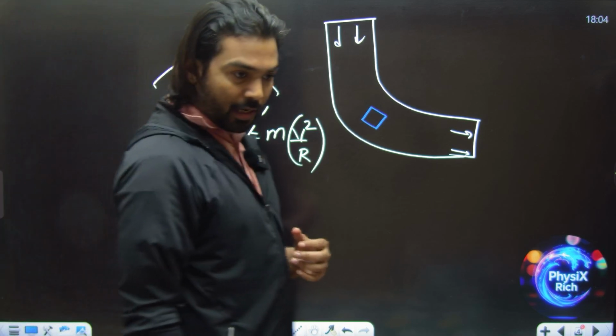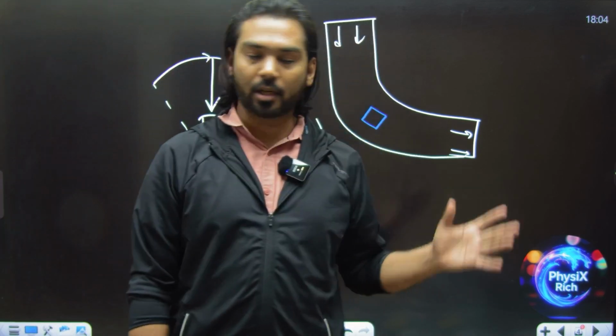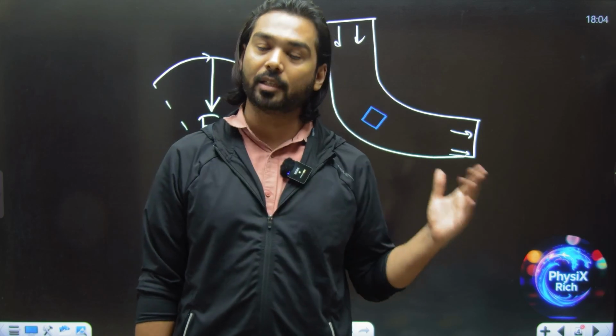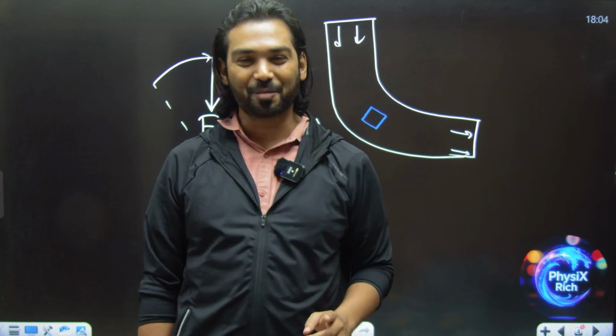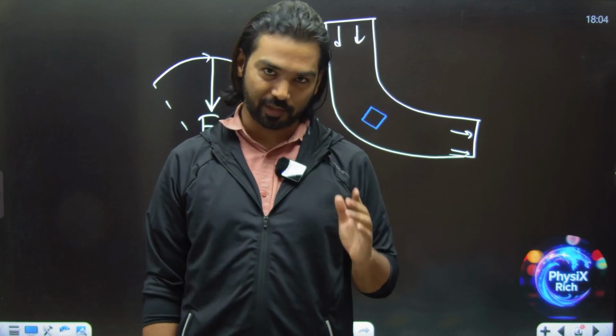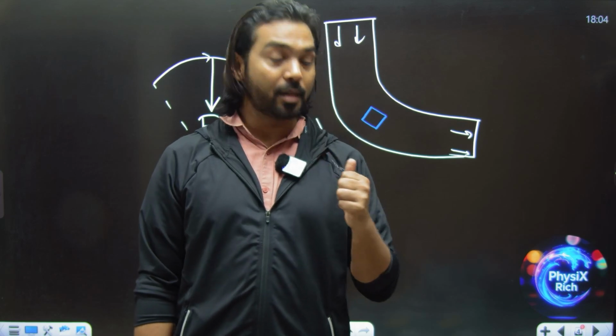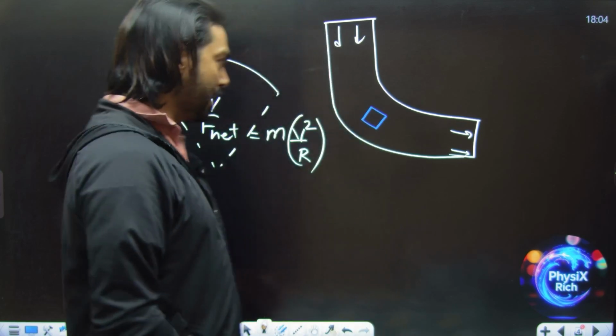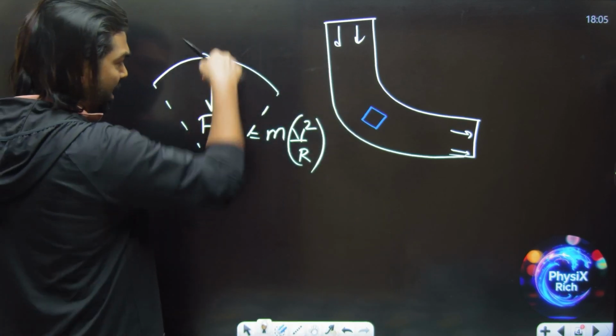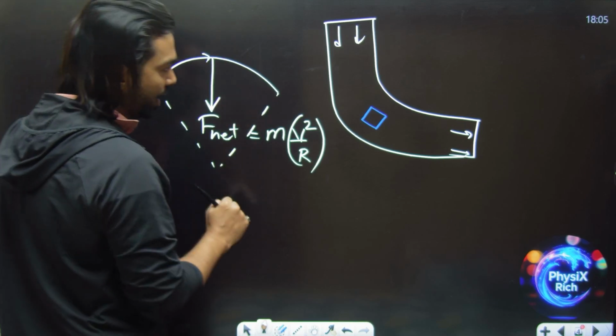Now you will find a lot of teachers and a lot of students making this mistake that they call it the centripetal force. But my dear students, there is nothing called the centripetal force. It's the centripetal condition that we're talking about. And what is the centripetal condition? That there has to be a net force acting towards the center.